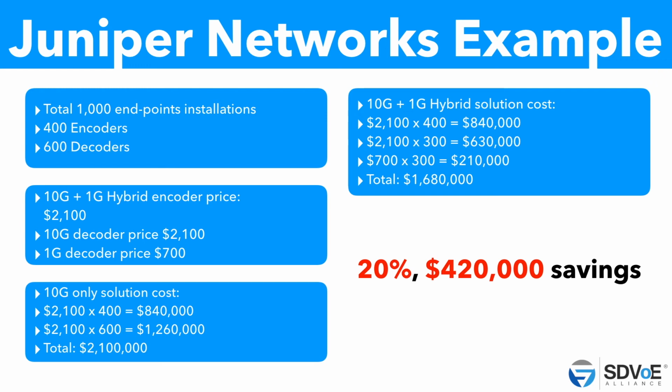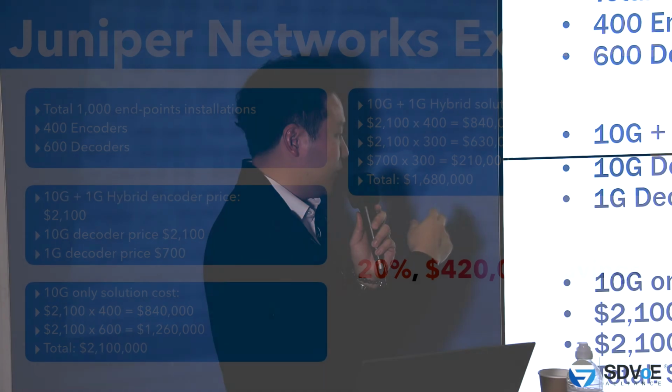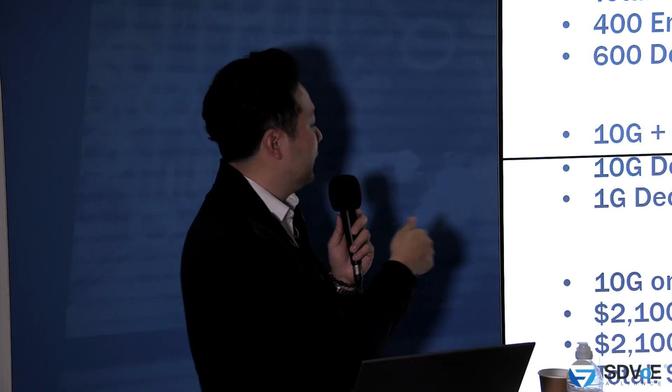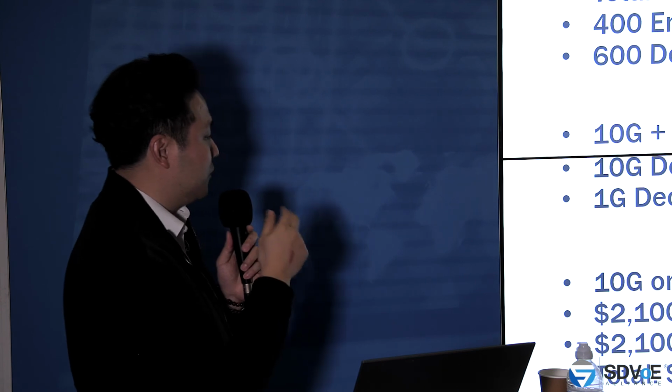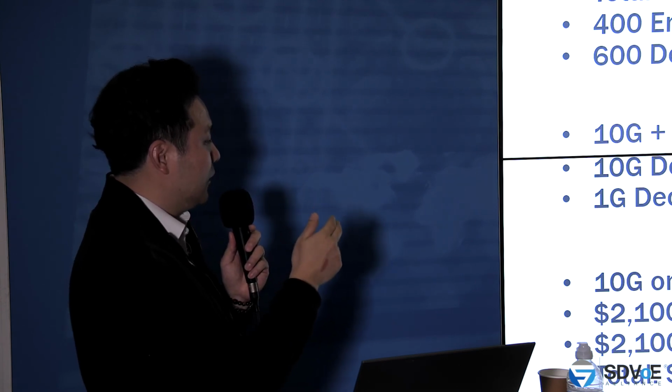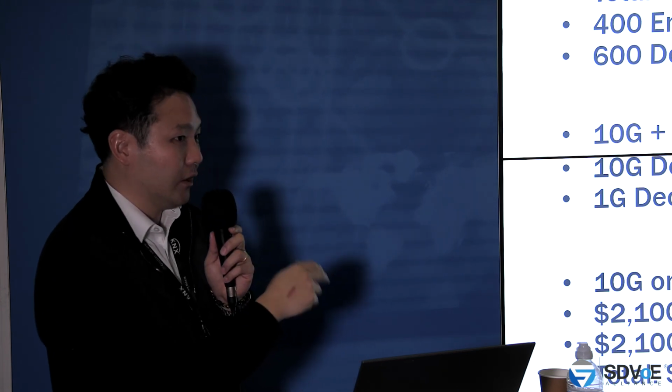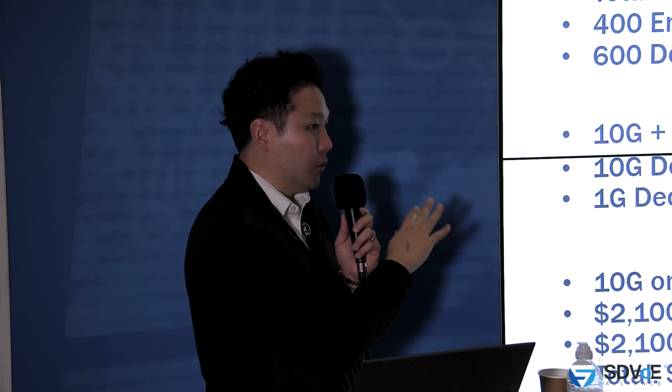So if you use the 10G-only solution for all 1,000 endpoints, you just multiply $2,100 by 400 encoders plus $2,100 by 600 decoders, and the total becomes $2.1 million for the 10G-only solution.